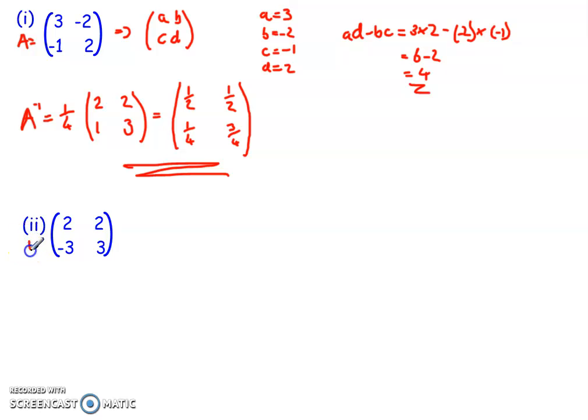Second matrix, I'm going to label this one as B this time, just for a change. And again, I'm going to do the exact same thing, equate it with the A, B, C, D, and figure out what my variables are. So my A, in this case, is going to be 2. My B is also 2. C is equal to -3, and D is equal to 3.